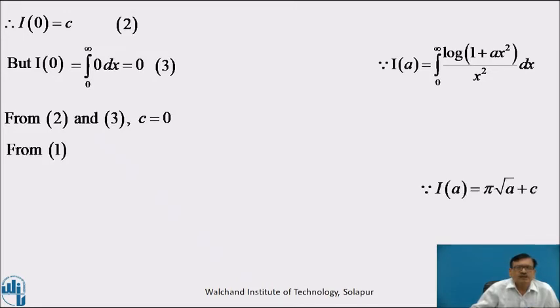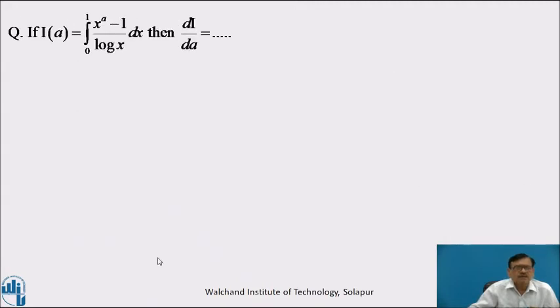Therefore, from 1 we have I of a equals pi root a plus c. Substituting the value of c, we get I of a equals pi root a. This was the value of the given integral. Now pause the video for a while and solve this example. I hope you have completed.